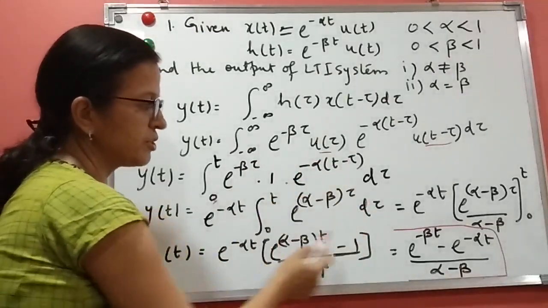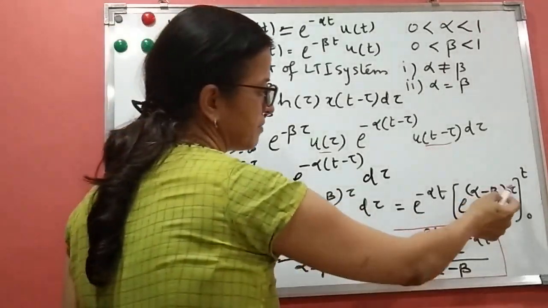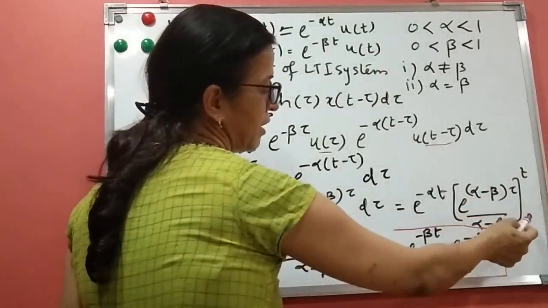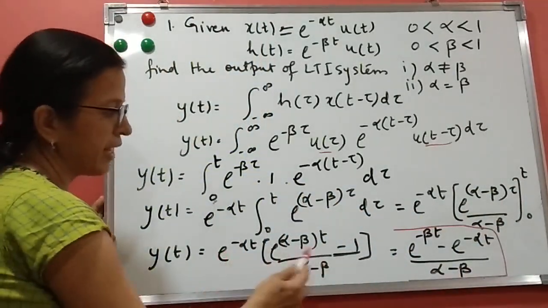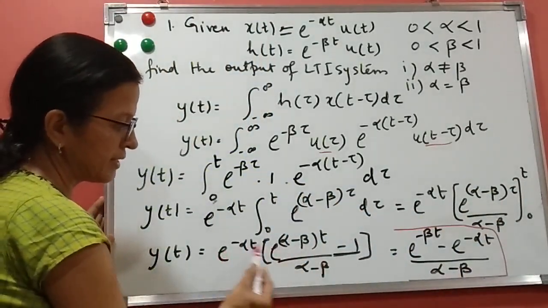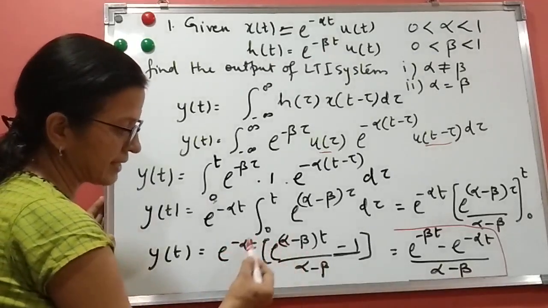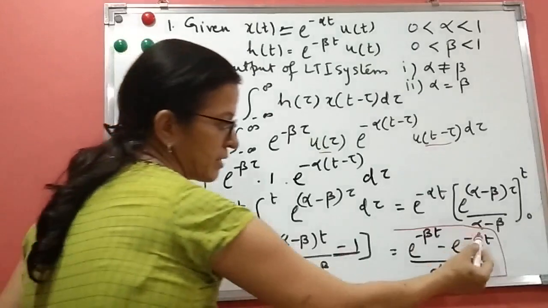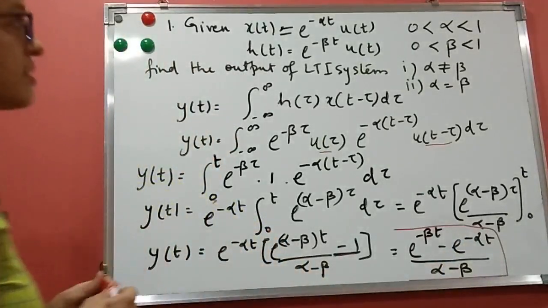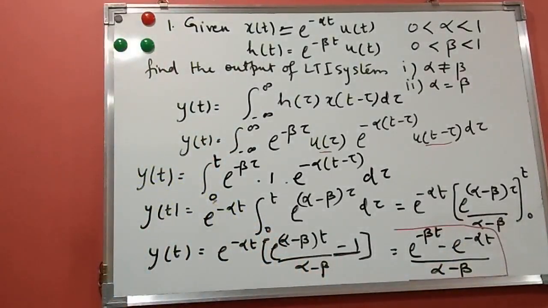Now the integration of this, you know, is nothing but e raised to (alpha minus beta) tau upon alpha minus beta. Put the value of this from 0 to t. After putting this value, we can just combine, you multiply this, so this is minus and this is plus, alpha gets cancelled, you have only e raised to minus beta t. And here you have e raised to minus alpha t upon this. So this is the first answer. Let us see the second part when alpha is equal to beta.